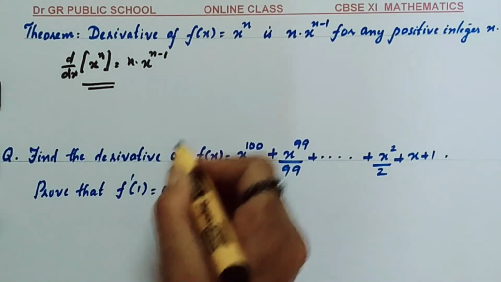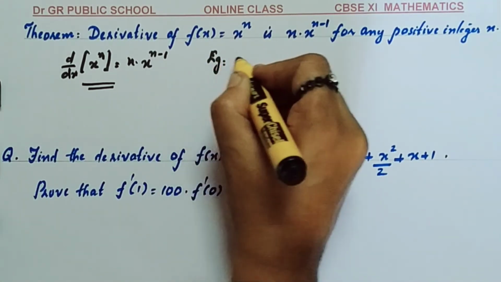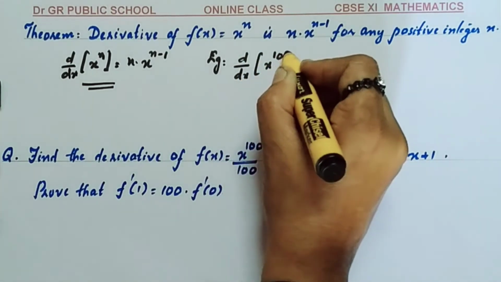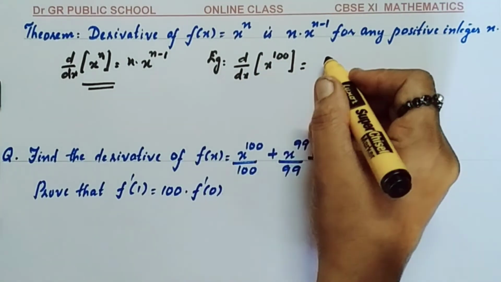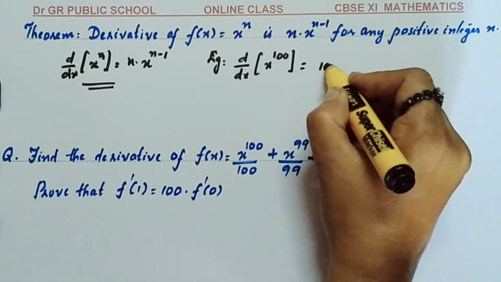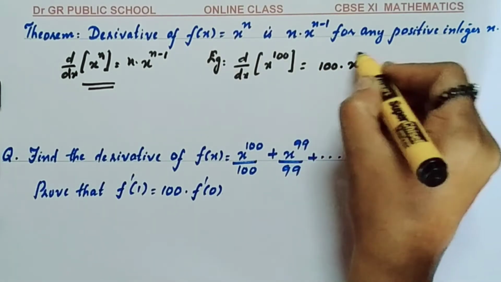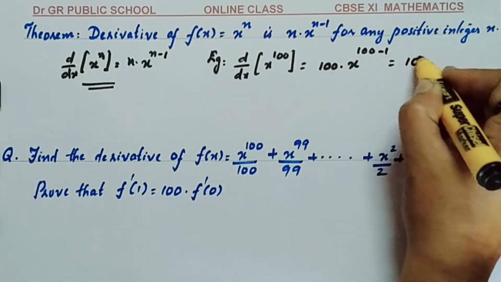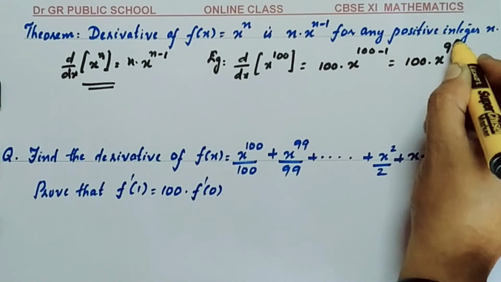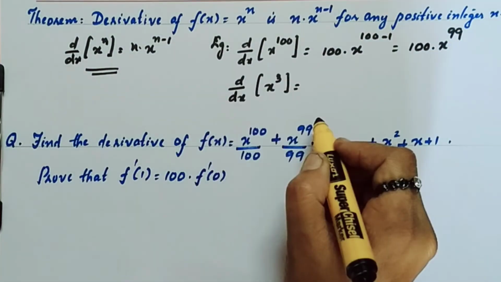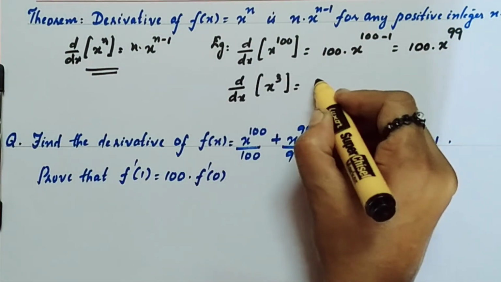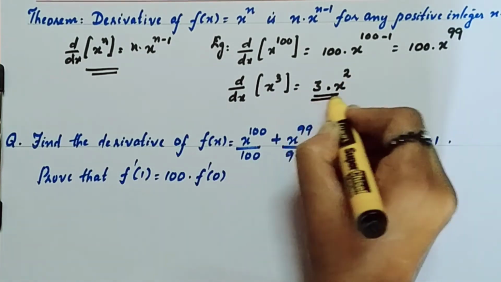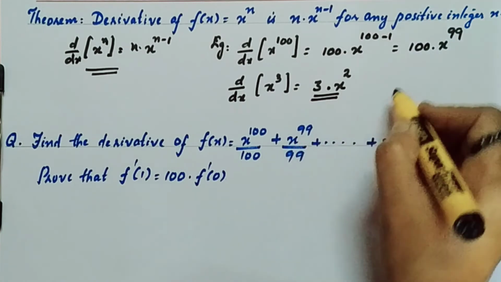For example, if you want to find the derivative of x raised to 100, the answer will be power 100 into x raised to power 100 minus 1. So the answer is 100 x raised to 99. The same way, derivative of x cube equals the power 3 into x raised to power 3 minus 1, that is 3x square. So derivative of x cube equals 3x square.